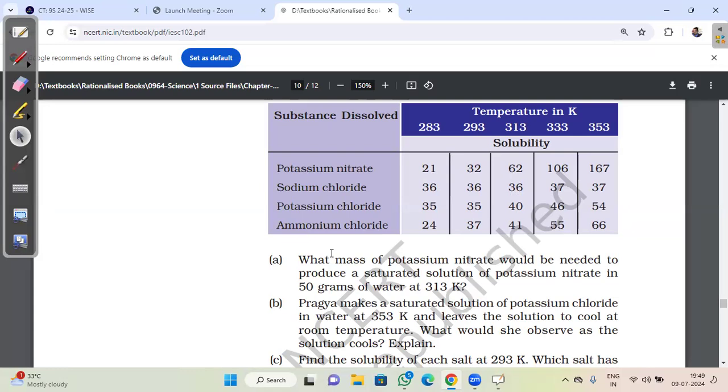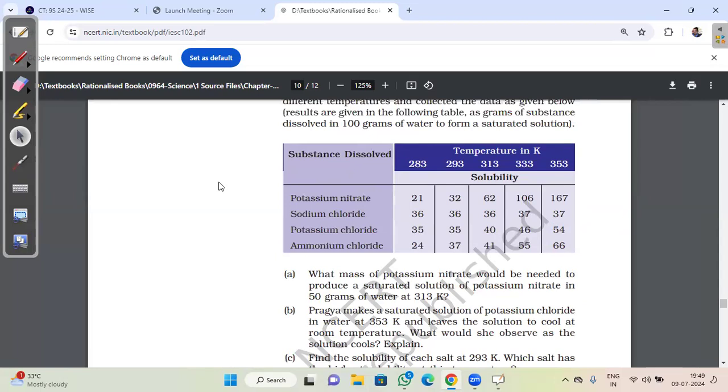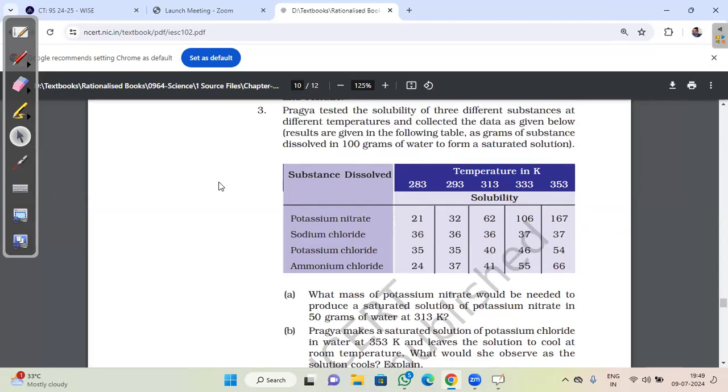Do you want to see the complete question? Yes, sir. Okay, two people have raised their hands. So here, 100 grams of water are there, and in 100 grams of water at 313 Kelvin, you are able to dissolve 62 grams.